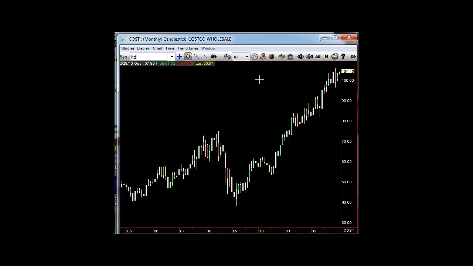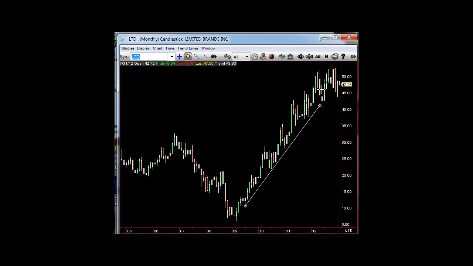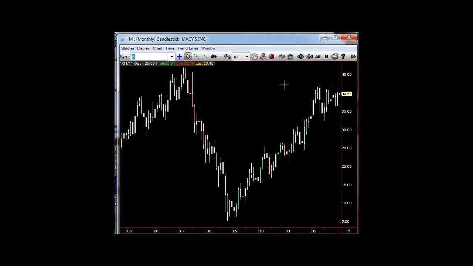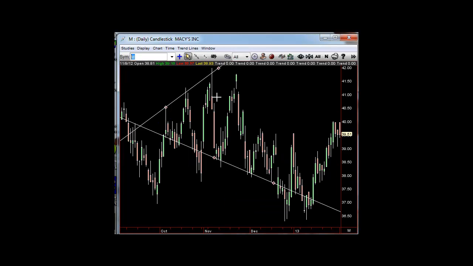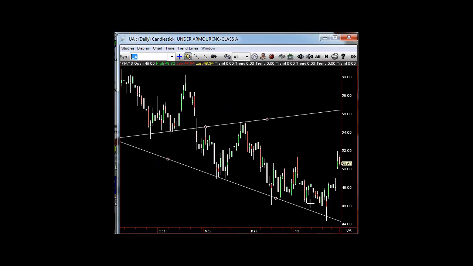We got the Limited, monthly hammer trying to come back up. We got Macy's, monthly hammer trying to come back up. And remember, Macy's got this broadening formation here too. Now trying to come through that. Under Armour, we've been watching this triangle for almost ever. Now trying to come up.